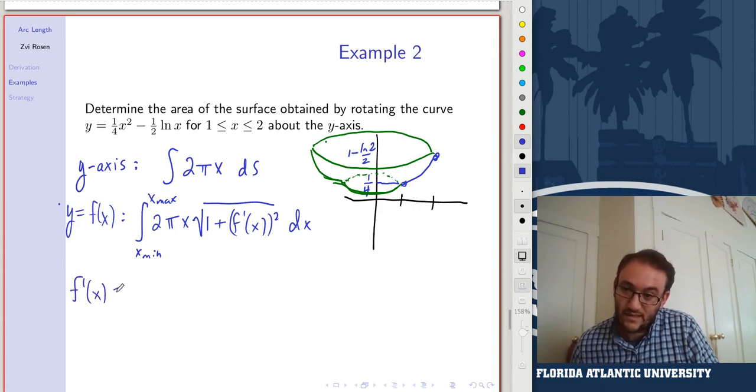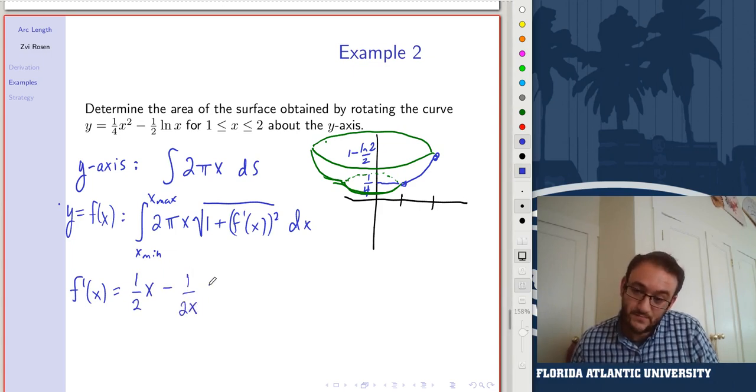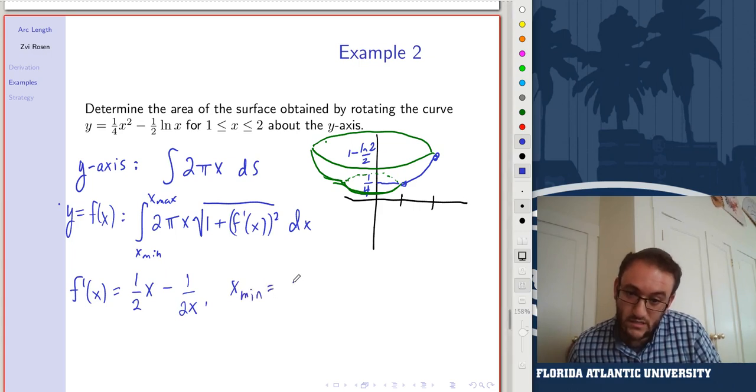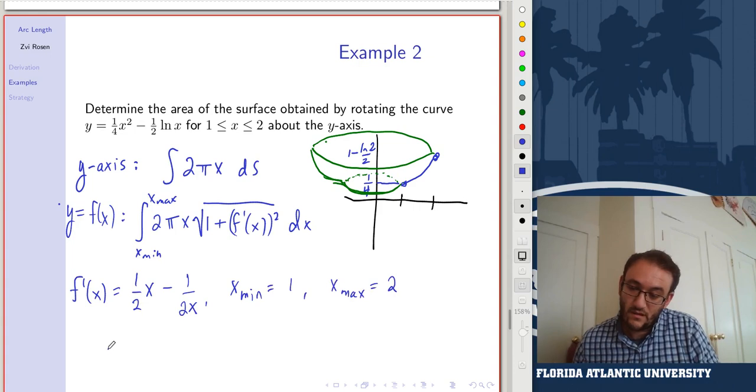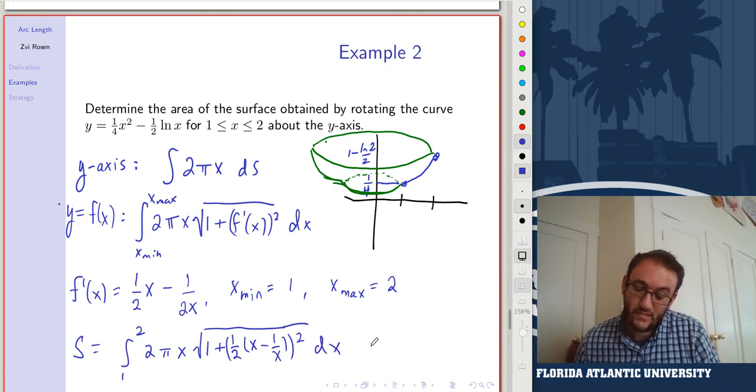f prime of x is given by, so we apply the power rule to the first term to get x over 2, or a half x, minus, ln x has derivative 1 over x, so we have 1 over 2x. We don't actually need f of x itself for this integral, so we just need x min, which is 1, and x max, which is 2. Okay, so our integral becomes s equals the integral from 1 to 2 of 2 pi x times the square root of 1 plus (1 half x minus 1 over x), just factoring that derivative, and we're squaring this, dx.